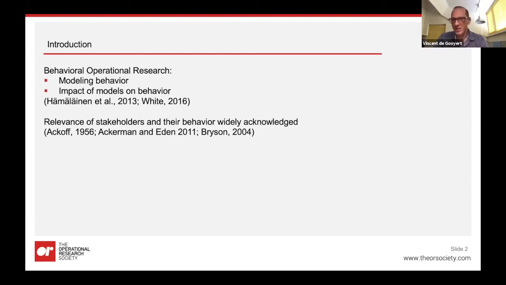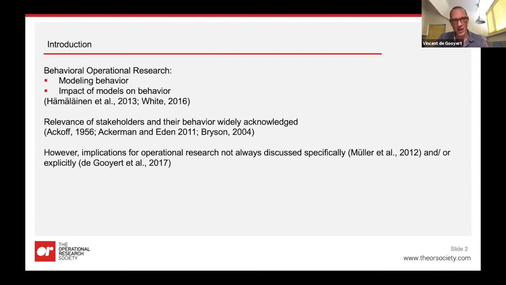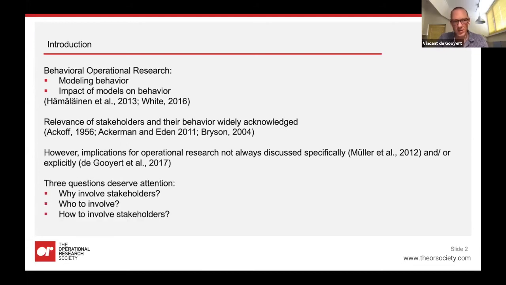but what the exact relevance is, what are the exact implications of stakeholders in the context of an operational research project, that's not always discussed specifically or explicitly. So sometimes it's assumed to be clear to the reader why stakeholders were involved, how, and also which stakeholders. There can be many. So in this presentation, I tried to draw from stakeholder theory to discuss those questions and to relate them to the different lines of argumentation that have been brought forward in stakeholder theory.